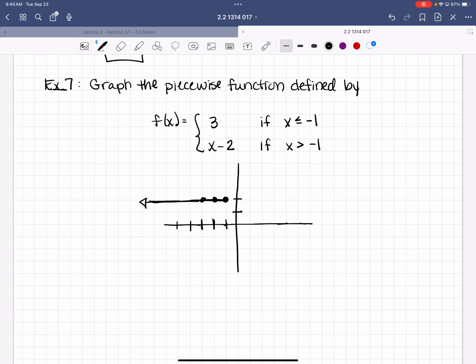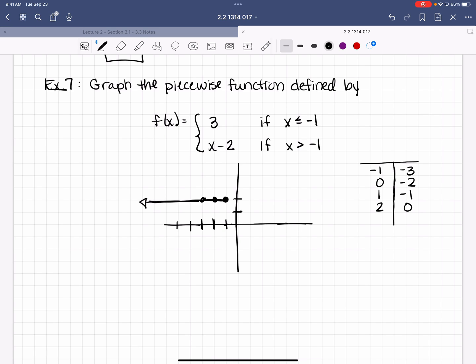Now over here it says if x is greater than negative 1. Since there's not an equal to, when I start at negative 1, I'm going to put an open circle there. For greater than negative 1, I'm going to plot some points over here and make my T-chart: negative 1, 0, 1, 2. I have to know where to start, so I put negative 1 in there. Well, that's negative 3. If I put 0 into the bottom, I get negative 2. If I put 1 in, I get negative 1. If I put 2 in, I get 0.